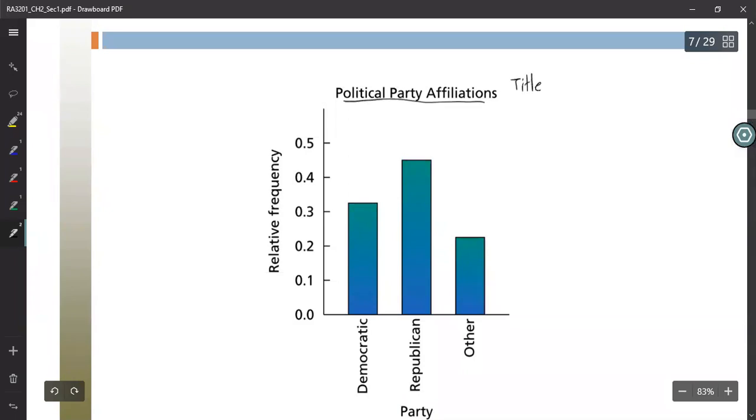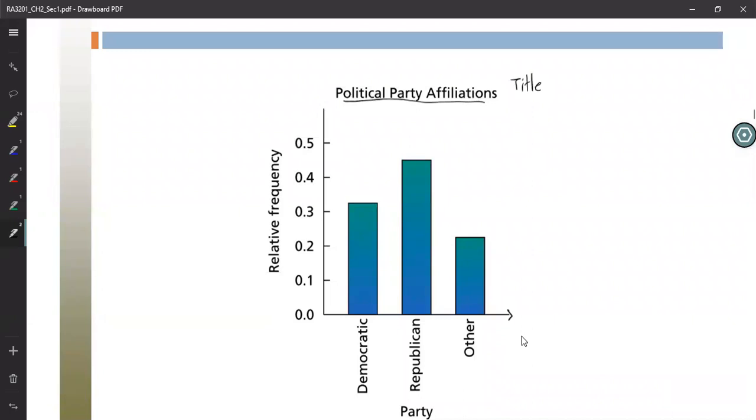This is the y-axis, relative frequency. Now in this graph, they have used relative frequency. If you want, you can use the frequency. That is 18, 13, and 9. Still, you will get the same graph. And in the x-axis, you have the party, and you have the 3 parties for each bar. Nicely recorded. So this is how you prepare a complete bar chart.